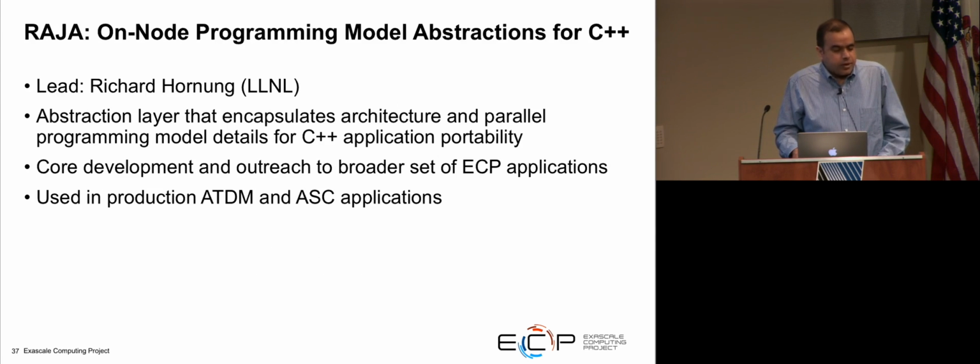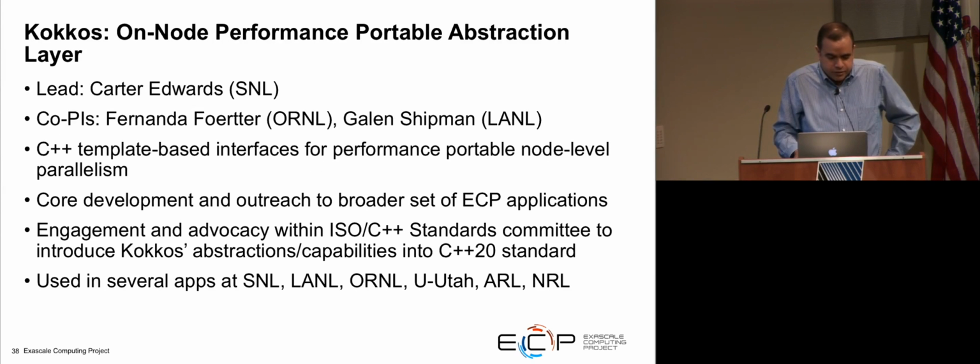RAJA and Kokkos are efforts at Livermore and Sandia, and they are sort of abstraction layers that use advanced C++ to hide the architectural details and portability issues. So you can write your code once and then have it translated for different architectures. And the applications are quite interested in this. Kokkos has some tutorials, and there's a Kokkos training event in May that anyone can participate in. I think it's in Santa Fe, and I can give you more information. You'll find it online as well.